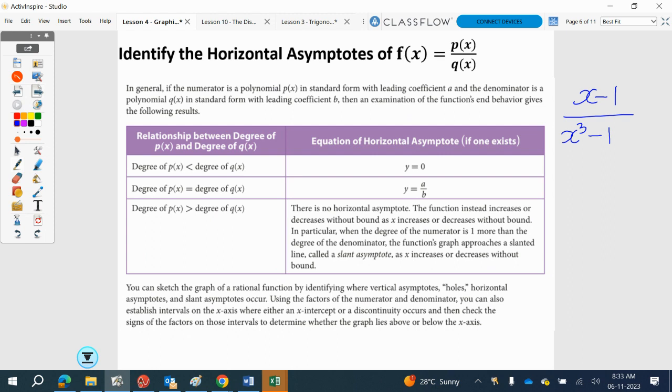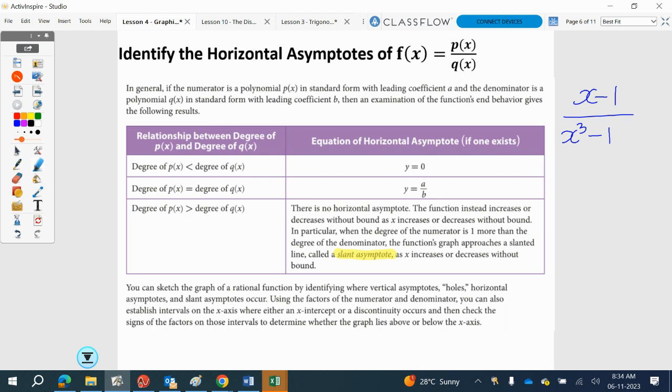Now, if the degree of the numerator, p of x, is greater than the degree of the denominator, all hell breaks loose. You don't get a horizontal asymptote. You get an oblique asymptote. Much harder to find. We're going to need polynomial division for that. So you'll get an oblique asymptote, also known as a slant asymptote. There it is. When the degree of the numerator is bigger than the degree of the denominator, you'll get a slant asymptote. It will head off towards infinity, but it will head off towards infinity following a straight line.